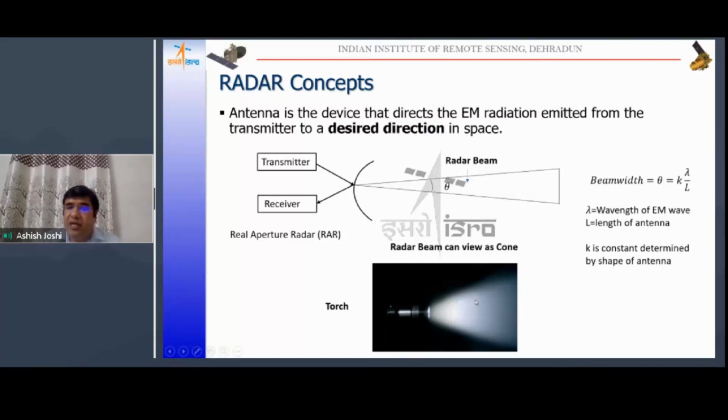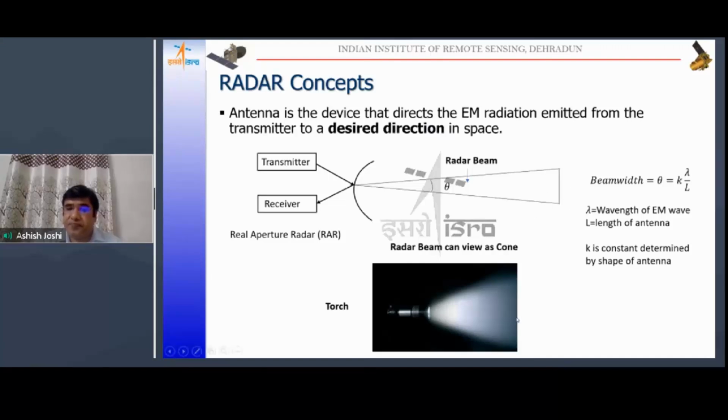And how does it illuminate the earth surface? It illuminates the earth surface like a torch. In our daily life we use a torch to illuminate a surface. In the same way, radar illuminates the earth surface with microwave energy. With a torch it is optical energy, meaning light energy, that is passing. In radar it is microwave electromagnetic radiation, and it is an active sensor, so it uses this to illuminate a particular surface.